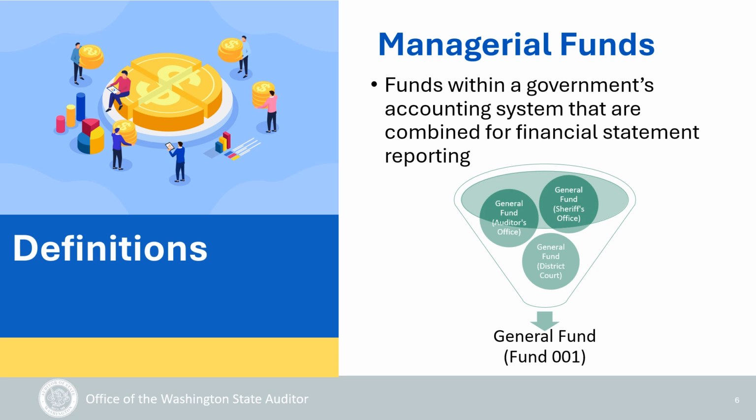But could you imagine how huge government financial statements would be if each individual department was reported as a fund? It would be really overwhelming. That's where managerial funds come in. That means the government tracks the departments or activity in a separate fund in their accounting system, but then combines it or rolls it up into one fund for their financial statement reporting. In this example, the auditor's office, sheriff's office, and district court are all rolled into the county's general fund.